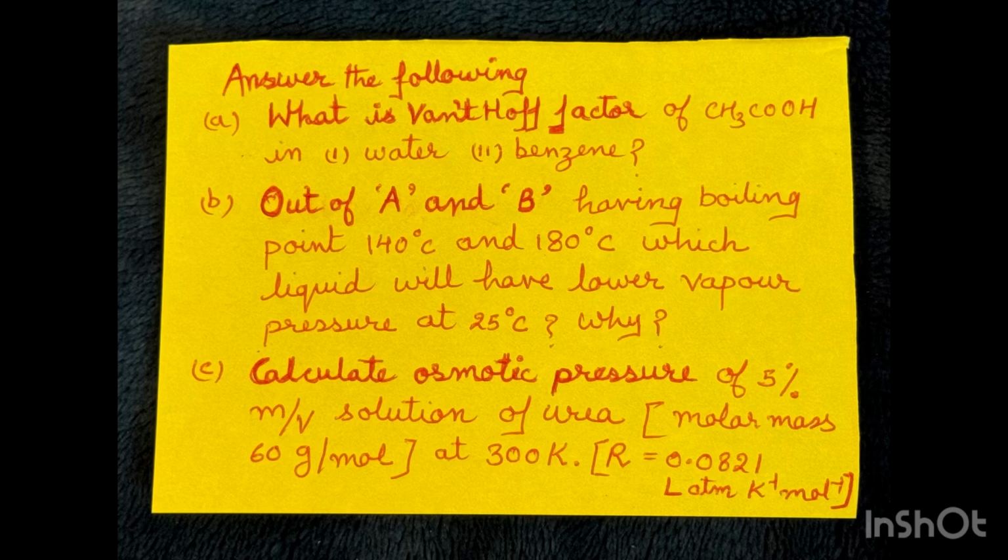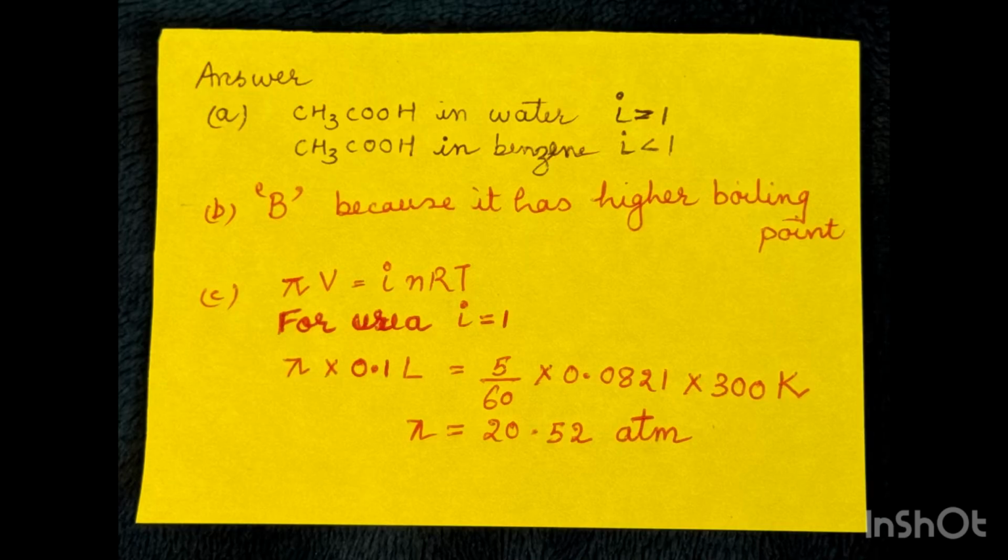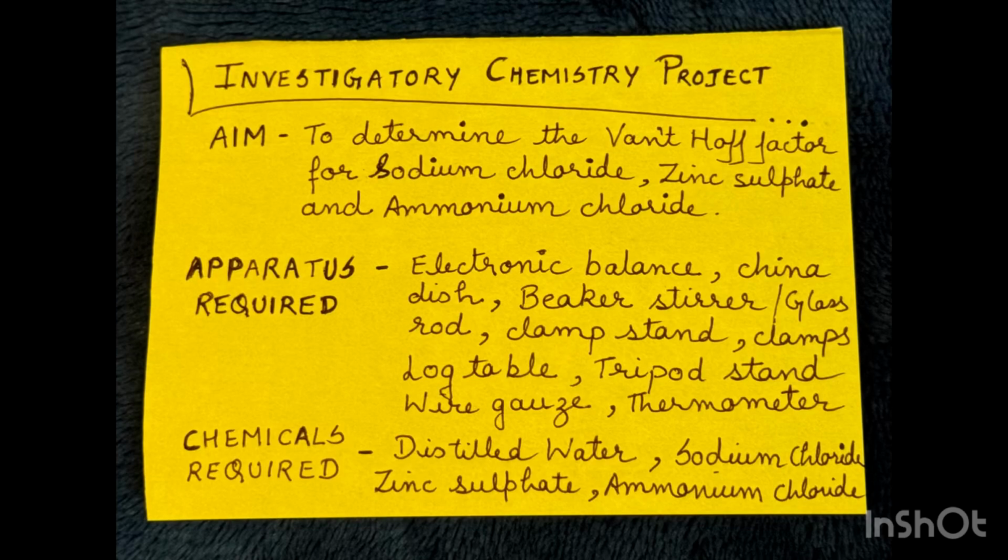Write down in the rough: acetic acid in water will give ions. So the answer will be i is greater than 1 in water and i is less than 1 for benzene. For the higher boiling point, it will be B, because it is clear they have a high boiling point. Now for πV equal to iRT, i will be 1.